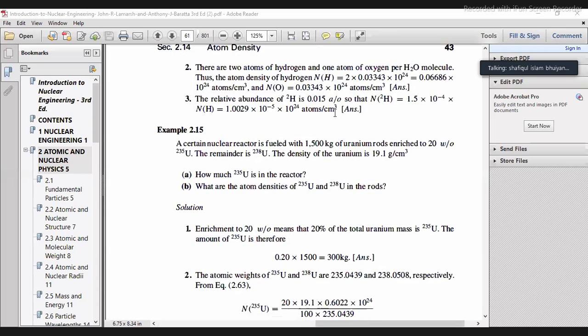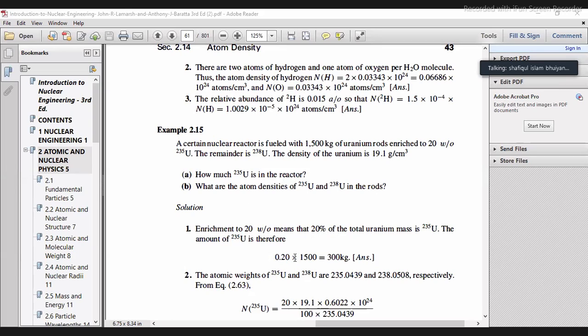And the second problem: a certain nuclear reactor is fueled with 1500 kg of uranium rods enriched to 20%. It's a research reactor, 20% of U-235. The remainder is, of course, U-238. U-234 is present in very, very small amounts, so you just ignore it. The density of uranium is 19.1 gram per centimeter cube. So how much uranium-235 is in the reactor, and what are the atom densities of U-235 and U-238?